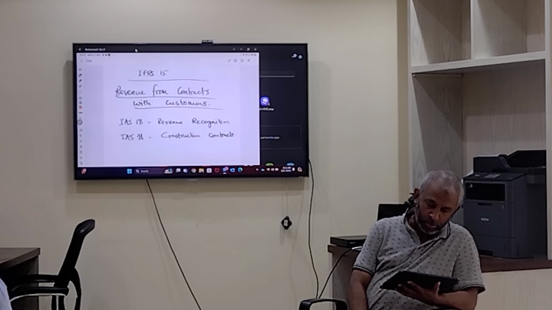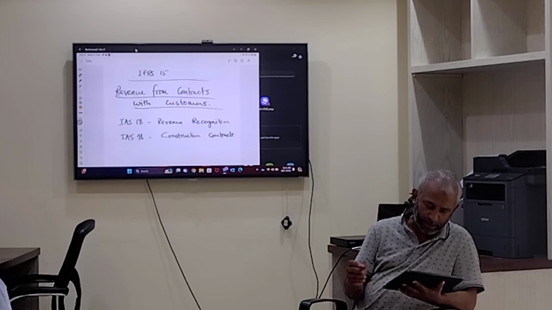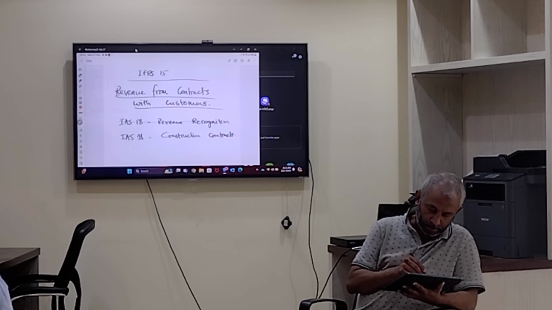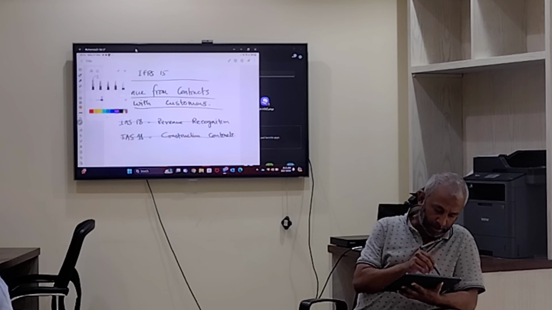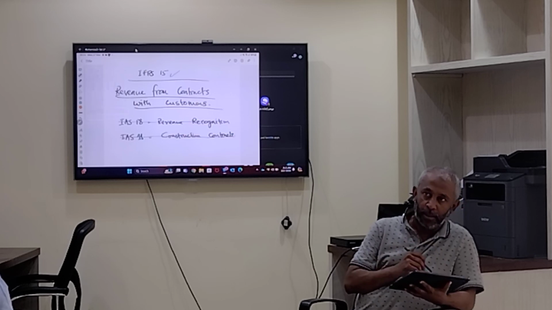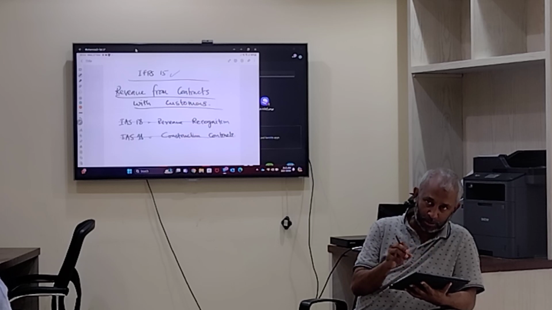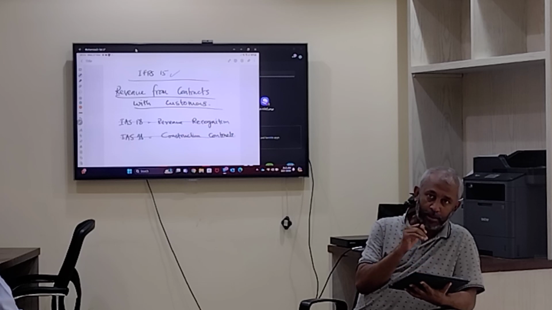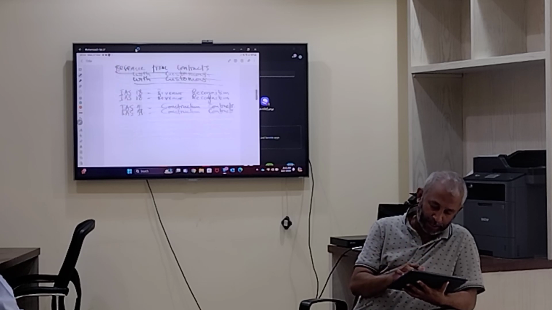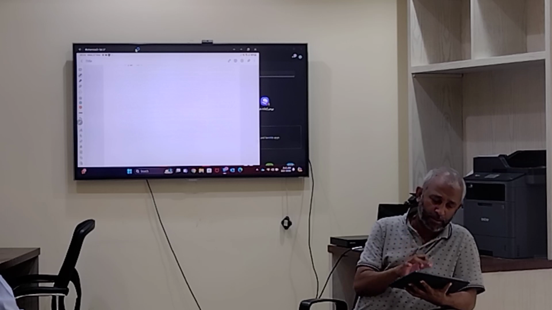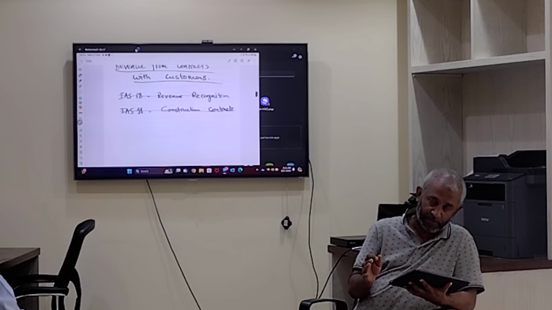So then IASB went on to research, and what they did, they removed these two standards, and then they came up with IFRS 15. They combined both the concepts of revenue and the construction contracts together, and then they arrived at IFRS 15. Now, in this IFRS 15, there are certain salient differences between IAS 18 and IFRS 15.